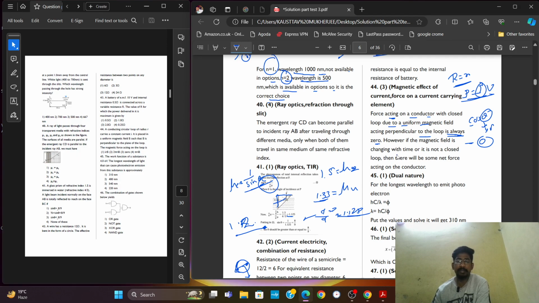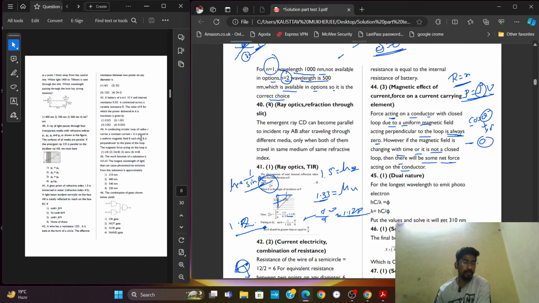However, if the magnetic field changes from time to time, or it is not a closed loop, then a net force acts. If it is not closed, there is a certain amount of force acting on the object, right? Acting on the coil. Okay. Therefore, option 3 is correct.